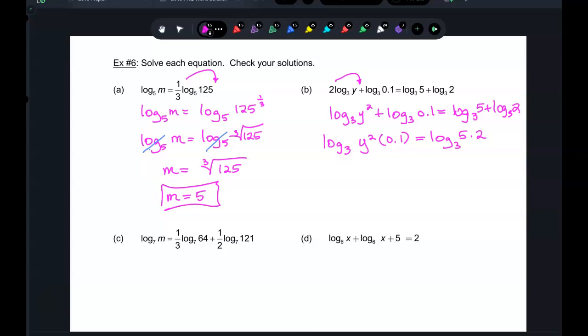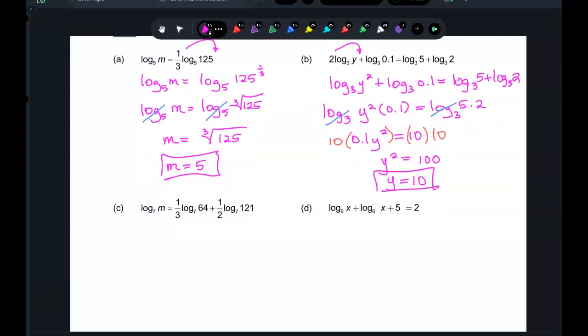All right, now that I have log base 3 on both sides, I'm going to cross those out. So I'm just going to put 0.1 times y squared, and then we get 10 on the right side. Well, if I multiply both sides by 10, I get y squared equals 100. So y would equal plus or minus 10, but remember, once we plug it back in, we can only have a logarithm of positive numbers, so we're just going to have y equals 10.